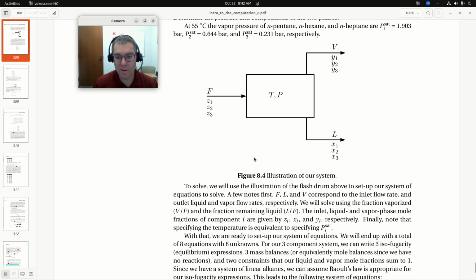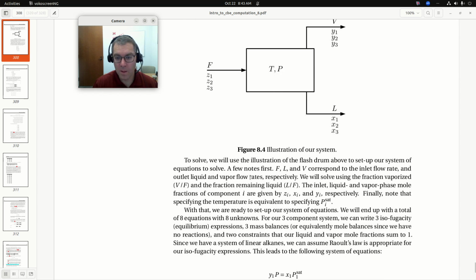So here's our schematic. To solve, we will use the illustration of the flash drum above to set up our system of equations to solve. A few notes: F, L, and V correspond to the inlet flow rate and outlet liquid and vapor flow rates respectively. We will solve using the fraction vaporized, V over F, and the fraction remaining liquid, L over F. So we won't define an extent of our system, but we'll compute everything relative to the feed rate.